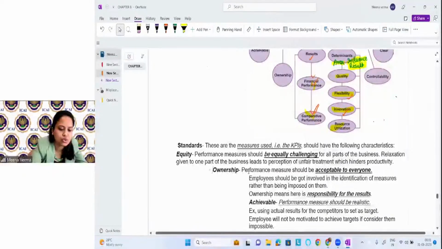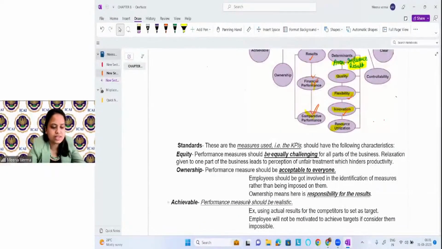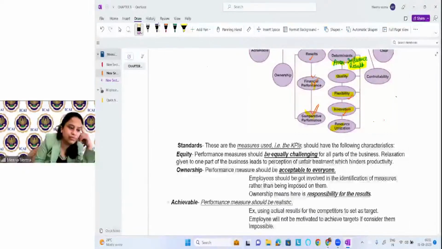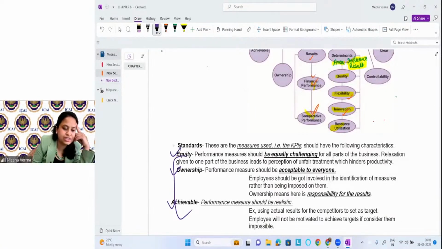The second one is ownership. The third one is what? Achievable. Right? So as I told you, what are the standards? First is what? Equity, ownership, and achievable. These are the standards. Standard means key performance indicator of the company, right? What are the measures the company is taking, right?